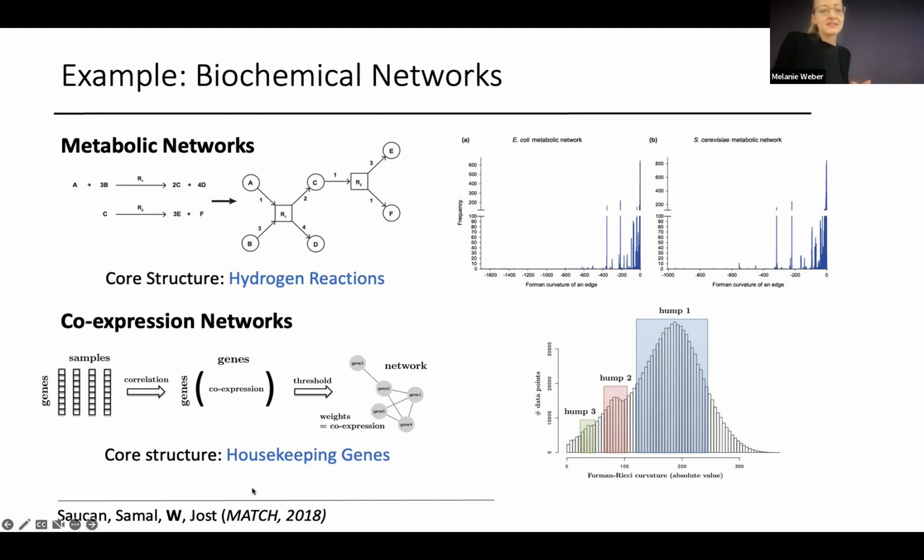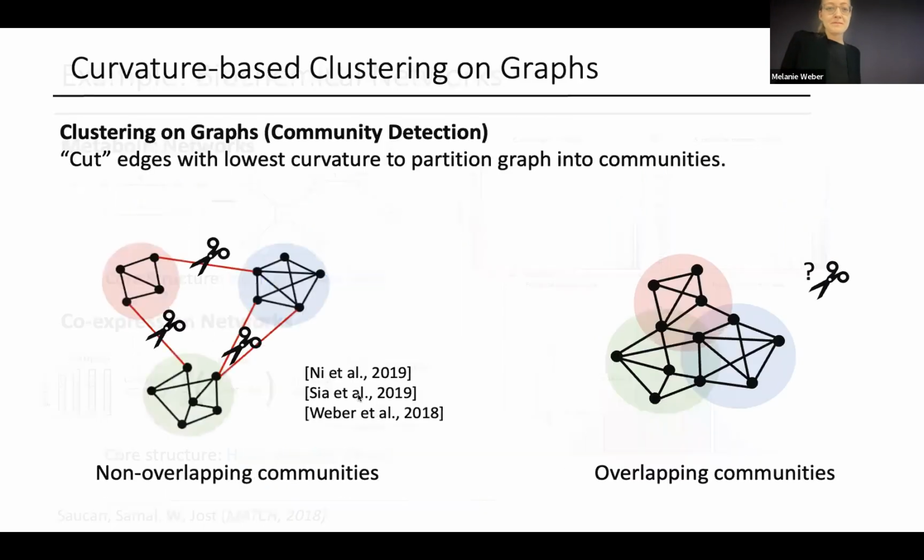Again, here we were validated by what we would expect from the domain knowledge. And then similarly, we looked at co-expression networks. And here you find as core structure housekeeping genes, which are genes that are central to many chemical pathways. And again, that would be exactly what you would expect to find in the data in terms of ground truth.